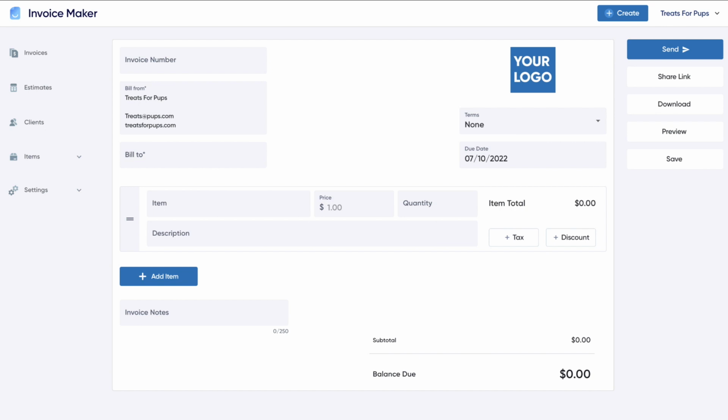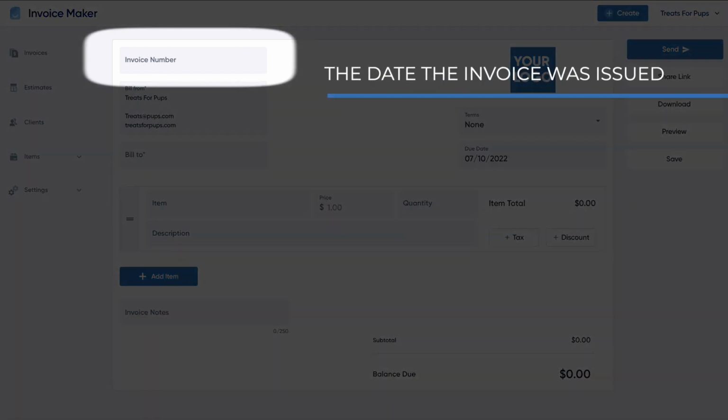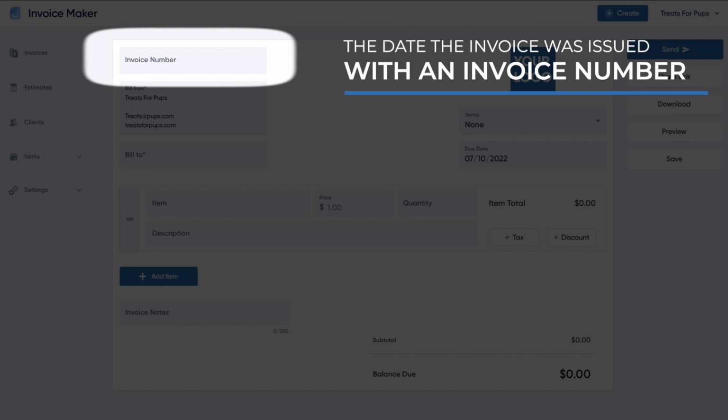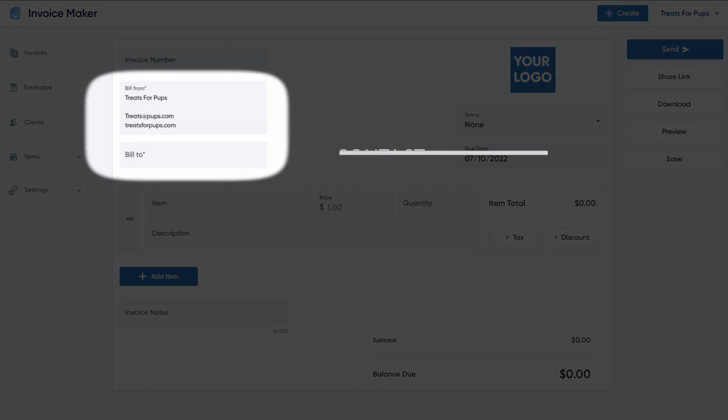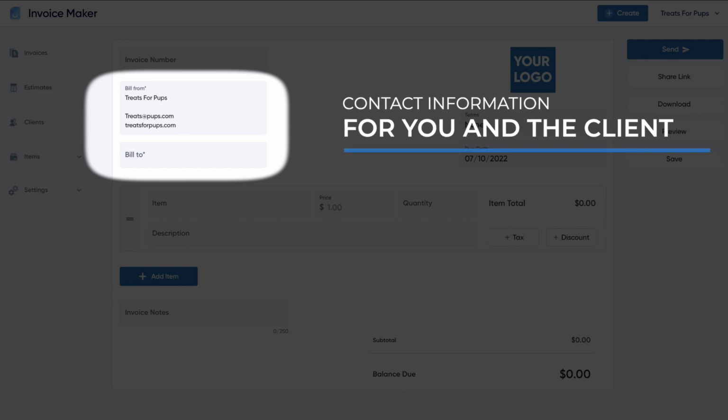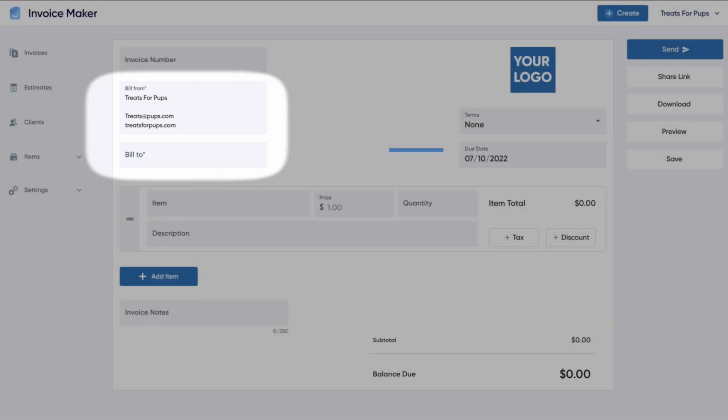Now that we've covered how an invoice is used, let's take a closer look at a commonly used invoice template and all of the information you should include. In the top row, we have the date that the invoice was issued and an invoice number, which can be used for any bookkeeping purposes. The next row includes contact information for both you and your client, which is always helpful to have on record.